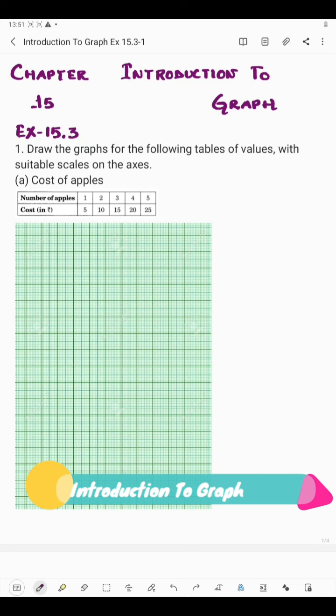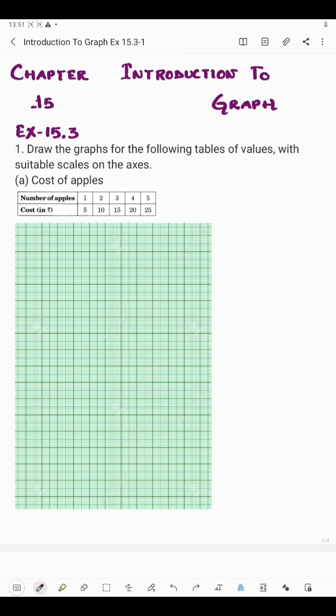Students, today I am going to start question number 1 of exercise 15.3. Question number 1 says draw the graphs for the following tables of values with suitable scales on the axis. Here number of apples and cost in rupees is given. That means cost of 1 apple is rupees 5. Cost of 2 apples is 10. Cost of 3 apples is 15. Cost of 4 apples is 20 and cost of 5 apples is 25.